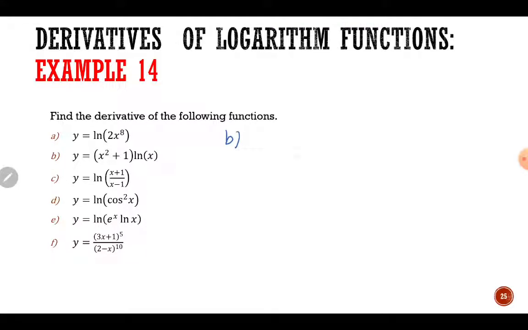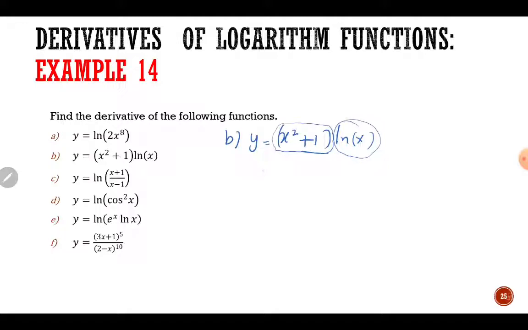B has the function y equals (x^2 + 1) ln x. Okay, you have to be careful here. Before we proceed, let's look at how the question is structured. How many functions do we have here? How many functions do we need to differentiate? If you have a look, we actually have 2 functions. The first function is x^2 + 1, and the second function is ln x.